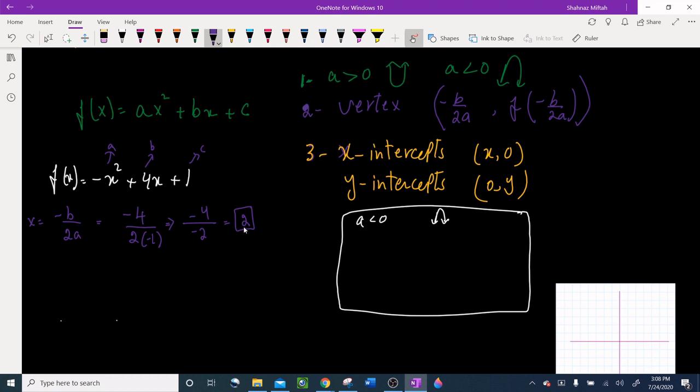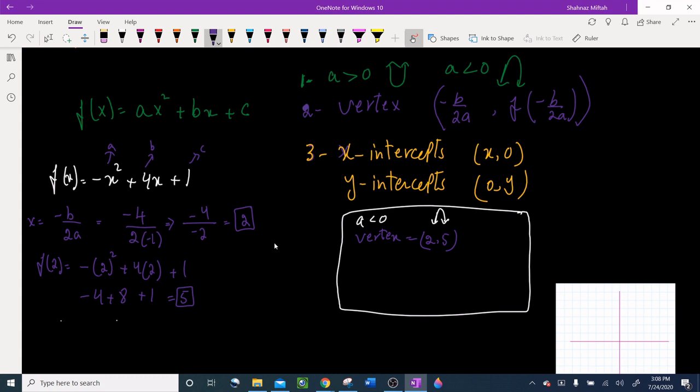So that's my x value for the vertex. How do I get the y value? Because I need an ordered pair for the vertex. I'm going to plug this 2 into the original equation, which is right there, and it will give me my y value. So let's plug that in. I'm going to have f of 2 equal negative 2 squared plus 4 times 2 plus 1, right there from the top. So negative 4 plus 8 plus 1 is going to give me 5. So 2 and 5 are my ordered pair. So what is my vertex? My vertex is 2, 5. So that's my ordered pair.